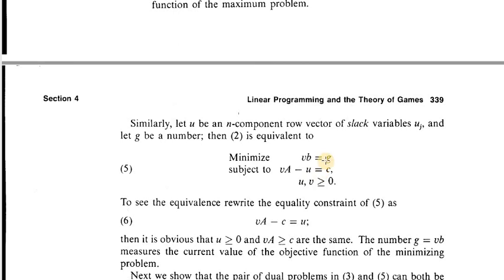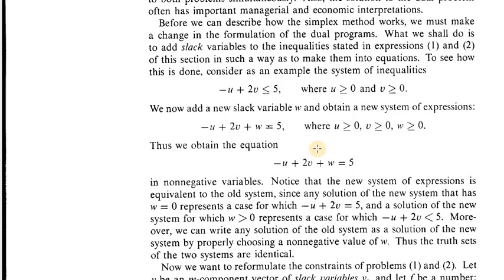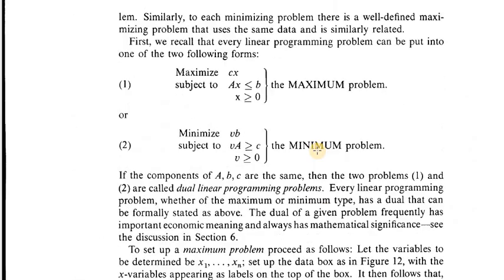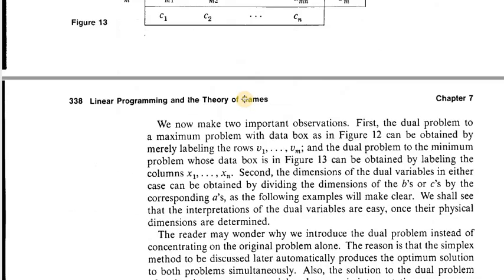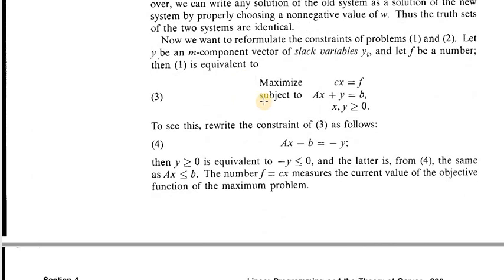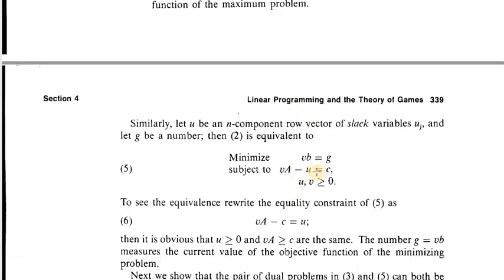We can do a similar thing with the minimization problem. Remember, the minimization problem has this restriction that, go back up here, vA is greater than or equal to c. So in other words, to make these two sides equal, I would have to subtract a positive number from the left-hand side. That's the same thing as adding a positive number to the right-hand side. So we're going to add a vector of positive numbers to the right-hand side, or subtract from the left-hand side. You're subtracting a vector of positive values from the left-hand side in order to make this an equality.